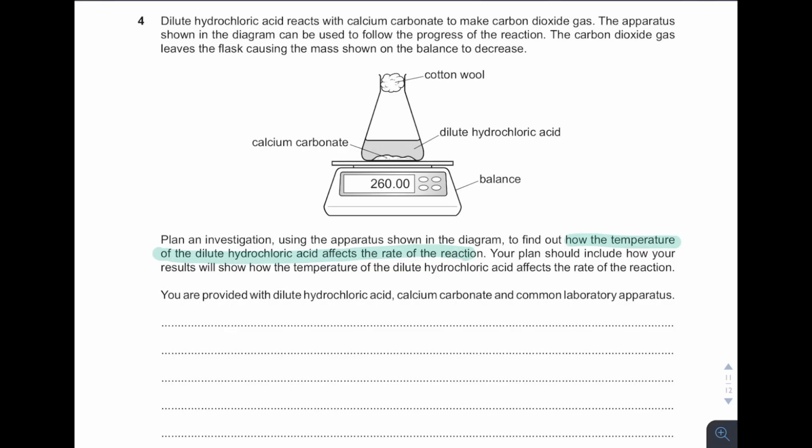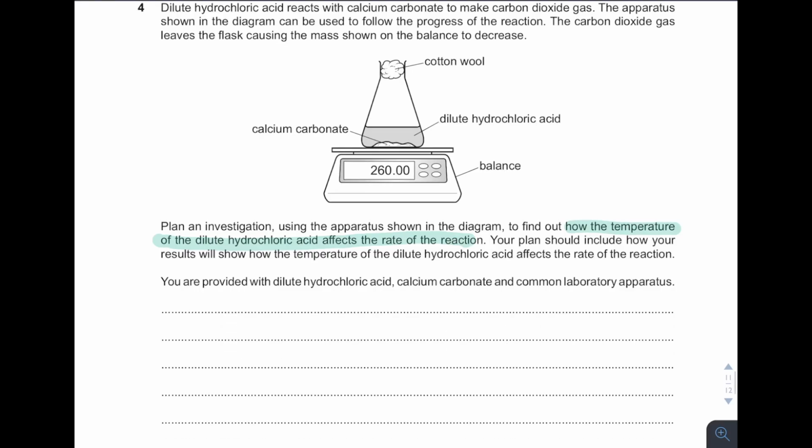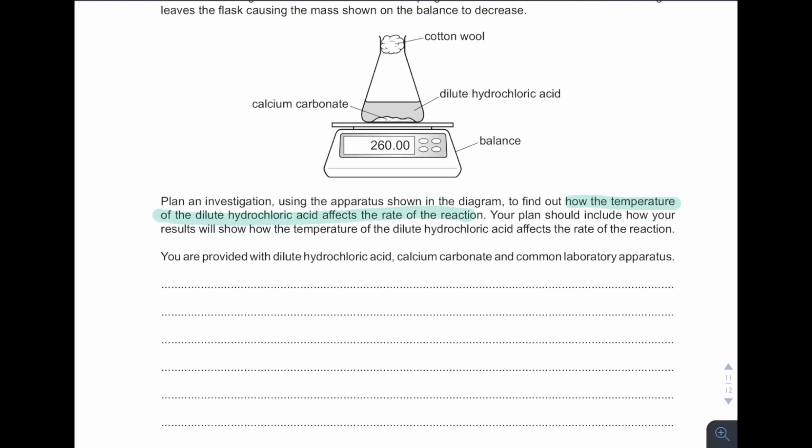Remember, when it comes to planning experiments, the very first thing you have to make sure is that you always mention all the variables: constant variables, manipulated variables, and responding variables. The next one, you have to name all the apparatus used. And then third, you have to give a general conclusion. So the very first step here, what's the constant? We have to make sure that we are using the same concentration and volumes of acid and the same amounts of calcium carbonate.